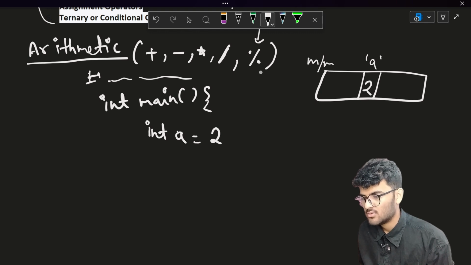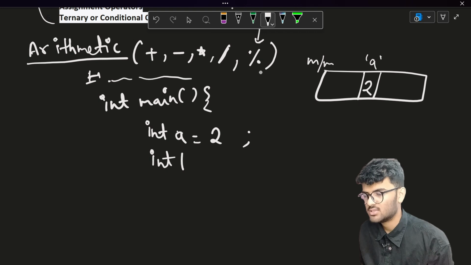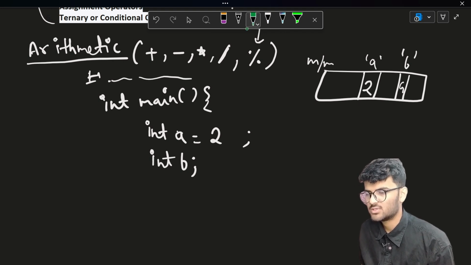Now I will take int b. So I have declared b in memory. This is memory, and this is, let's say, some garbage value initially, and this is the b location. Okay, so I have to use some operator to perform addition or subtraction or multiplication and division, right?